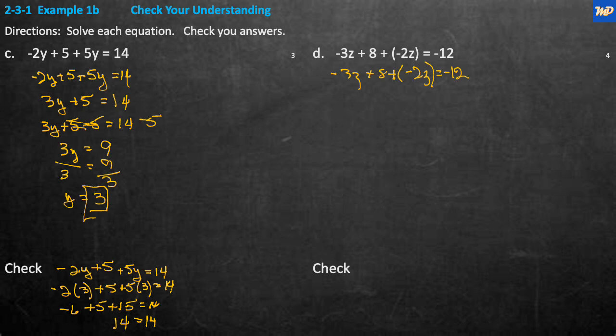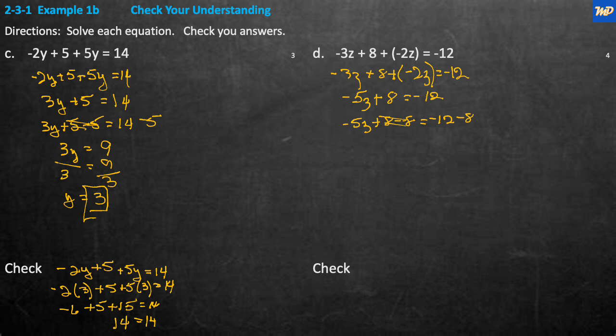So we're going to have negative 3z minus 2z. So that's going to be negative 5z plus 8 is equal to negative 12. Now I have to get the 8 to the other side to get the z by itself. So we're going to have negative 5z plus 8 minus 8. And what was that property we're using here? Yeah, the subtraction property of equality, equals negative 12 minus 8.